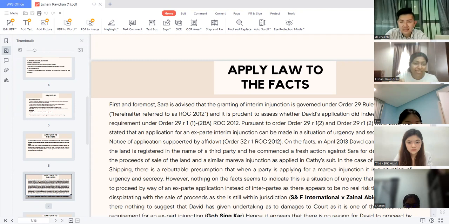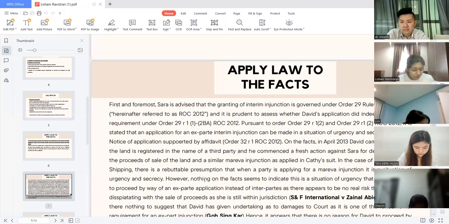An application for the grant of an injunction may be made by any party to a cause or matter before or after trial. This is the important point you have to highlight in your statute program. So they can even grant you before or after the trial. Please highlight. Even after the trial, can you see?